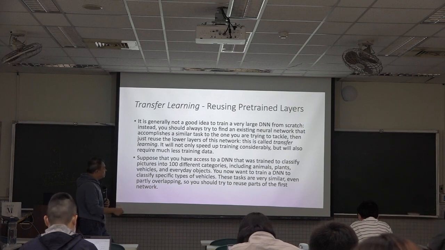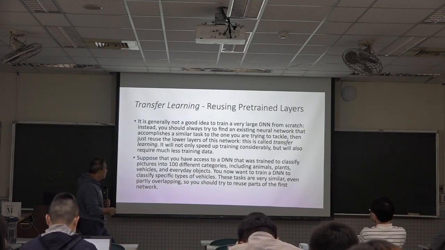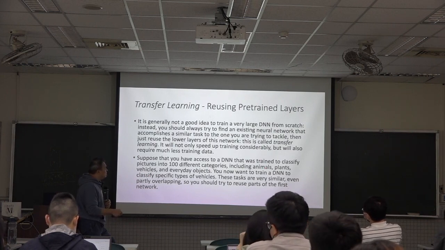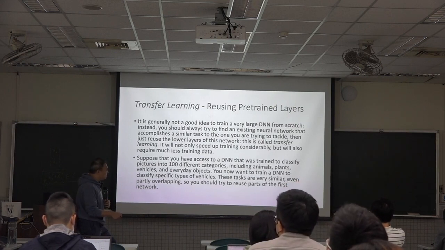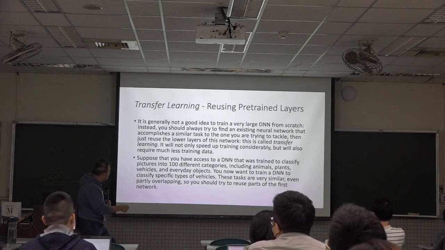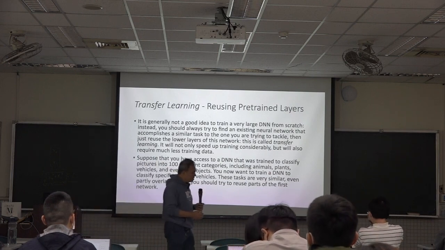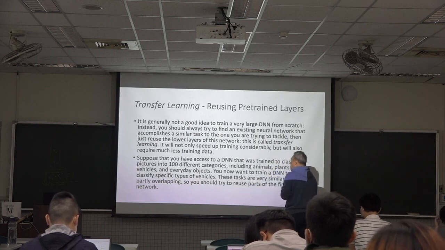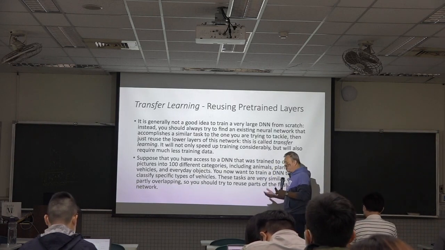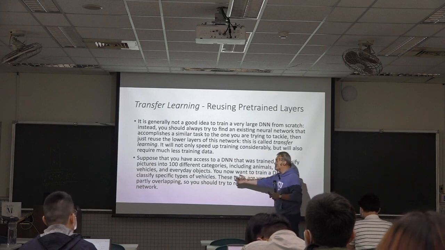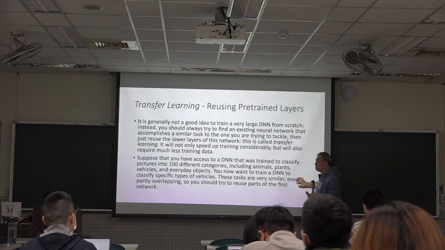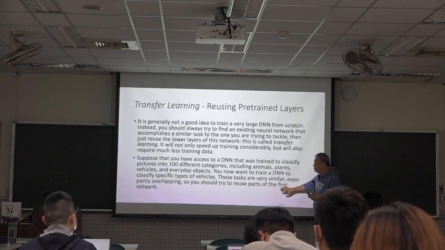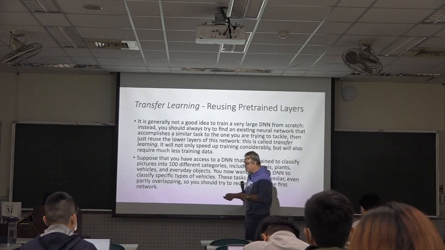So suppose you have access to a DNN that was trained to classify pictures with 100 different categories, including animals, plants, vehicles, and everyday objects. You now want to train a DNN to classify specific types of vehicles. These tasks are very similar, okay? Because the first model already learned how to classify different types, which include vehicles. So it knows what is a vehicle and what is not. But now you want to classify different vehicles. So these tasks are very similar, and you can use transfer learning, okay? Even if they are only partly overlapping, you should try to reuse part of the first network. I think I used this as an example previously, right?